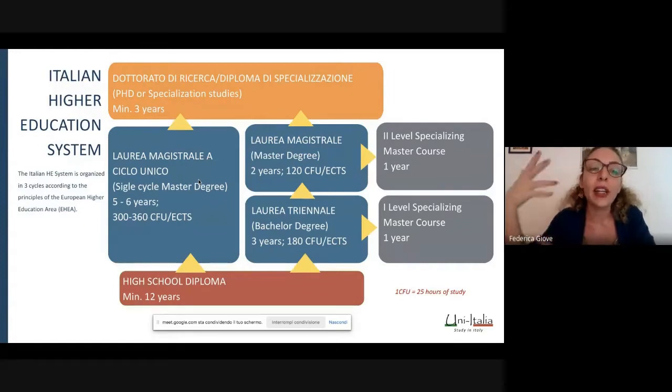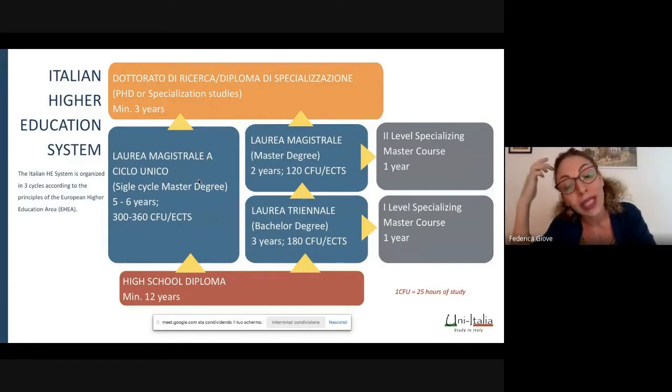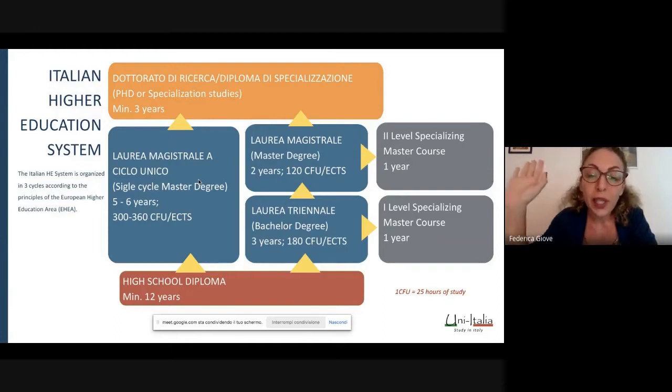Now, the Italian higher education system is divided into 3 cycles. The first cycle is the bachelor degree. In Italian, we call it laurea triennale, and the duration is 3 years. Once you have completed your bachelor degree, you will then have access to a master degree, which in Italian is laurea magistrale. The duration is 2 years.